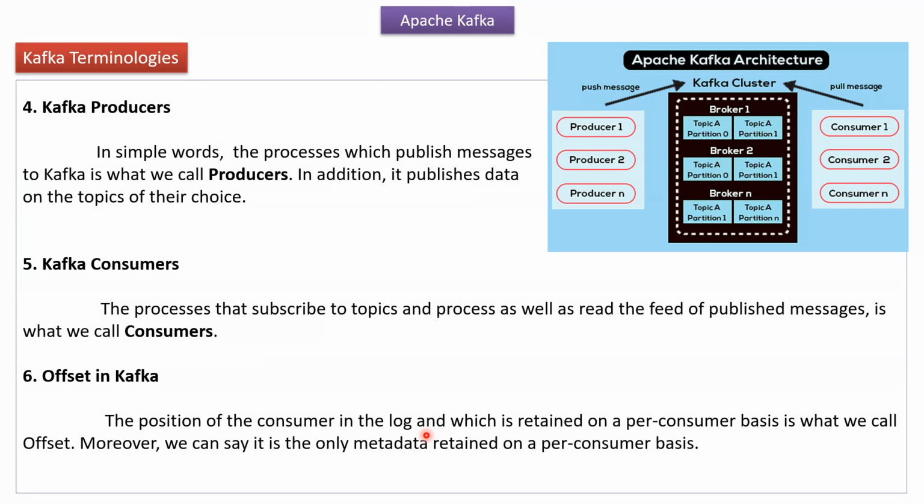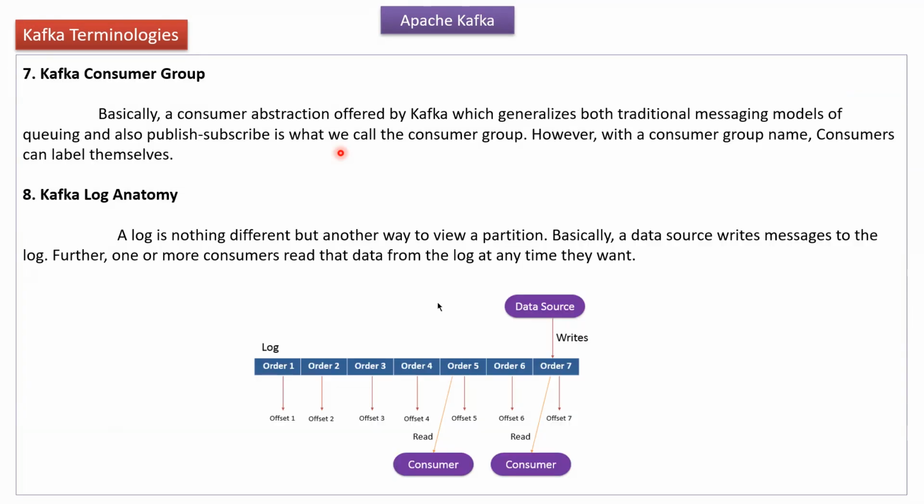Offset in Kafka. The position of a consumer in the log, which is retained on a per-consumer basis, is what we call the offset. Kafka consumer group. Basically, it is a consumer abstraction offered by Kafka, which generalizes both the traditional messaging models of queuing and publish-subscribe, and that is what we call the consumer group. With the consumer group name, consumers can label themselves.